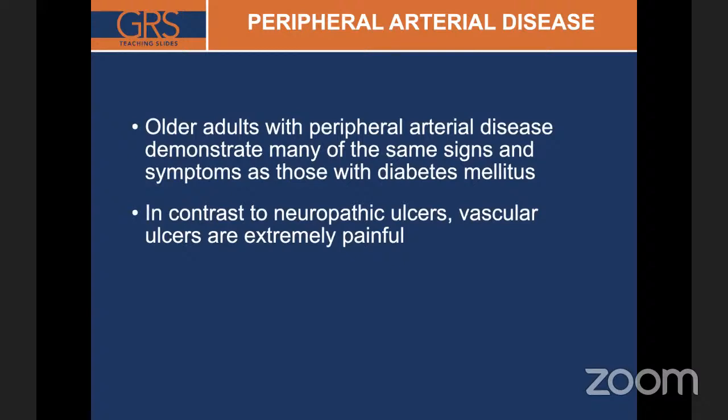Another disease is peripheral arterial disease. Older adults with peripheral arterial disease demonstrate many of the same signs and symptoms as diabetic patients. In contrast to the neuropathic ulcer, the vascular ulcer, which is actually the venous and arterial ulcer, is extremely painful.